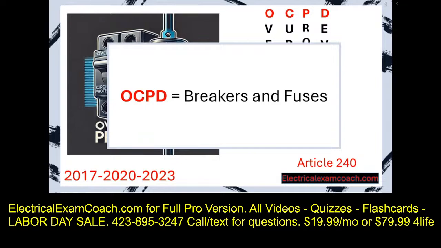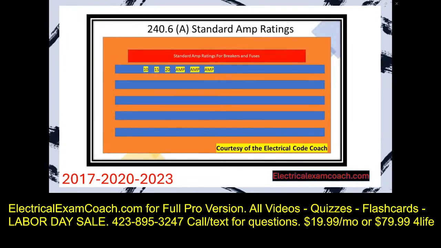Let's get to it. Table 240.6(A) is one of my favorite tables in the NEC. It's where we get our standard ampere ratings from. And although it seems like the least of all the tables, it's very powerful throughout the electrical industry. Anytime we come to a new table, we always read the black bold heading to make sure that we're in the right table. Standard ampere ratings for breakers and fuses.